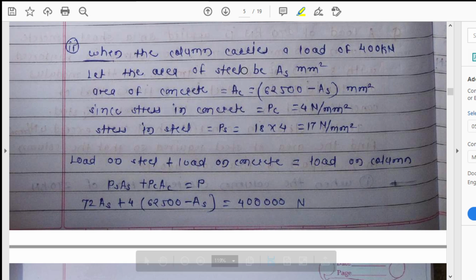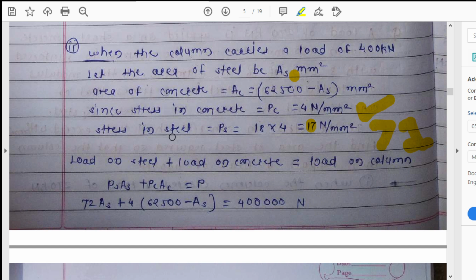Now here we can consider the area of steel as AS mm square. Now the area of concrete will be the total area of your column minus this area of steel. Now the stress in concrete, PC, they have given as 4 newtons per mm square. Now the stress in steel will be, they have already given that the modulus of elasticity ratio is 18 times, so 18 into 4 will be 72 newtons per mm square.